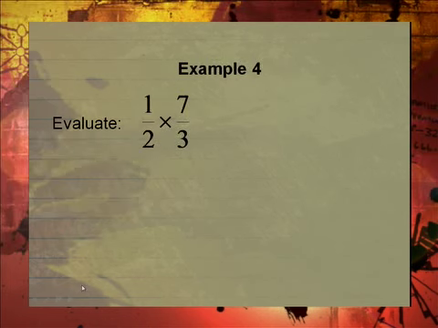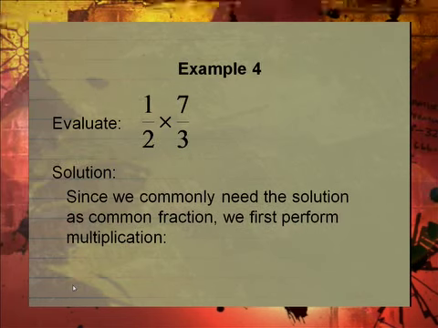All right, we have half times 7/3. Now, we know that we have division somewhere there, but this is already a common fraction. What do we do? Look what I said here. Since we commonly need the solution as common fractions, we first perform multiplication, unless otherwise stated on the equation that you leave your answer in decimal form. But I need it as a common fraction.